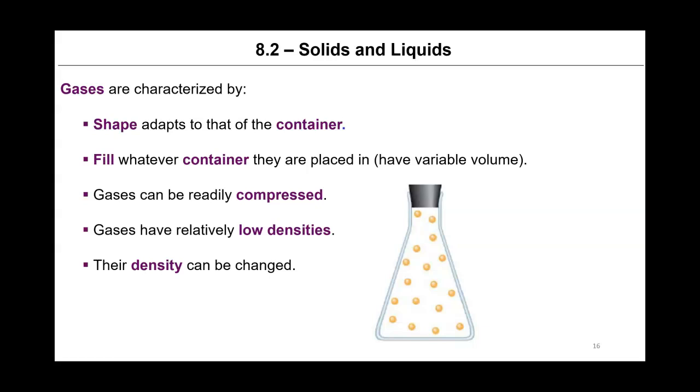Because there is a lot of space between particles that make up a gas, we note that gases can be readily compressed. For similar reasons, gases have pretty low densities because there's a lot of empty space between particles. And as gases can be compressed, their density can be changed. If I apply a pressure to a gas, that's going to squash the particles closer together and the gas will become more dense. So what we really want to note about gases is that they have this property of variable volume and also variable shape.